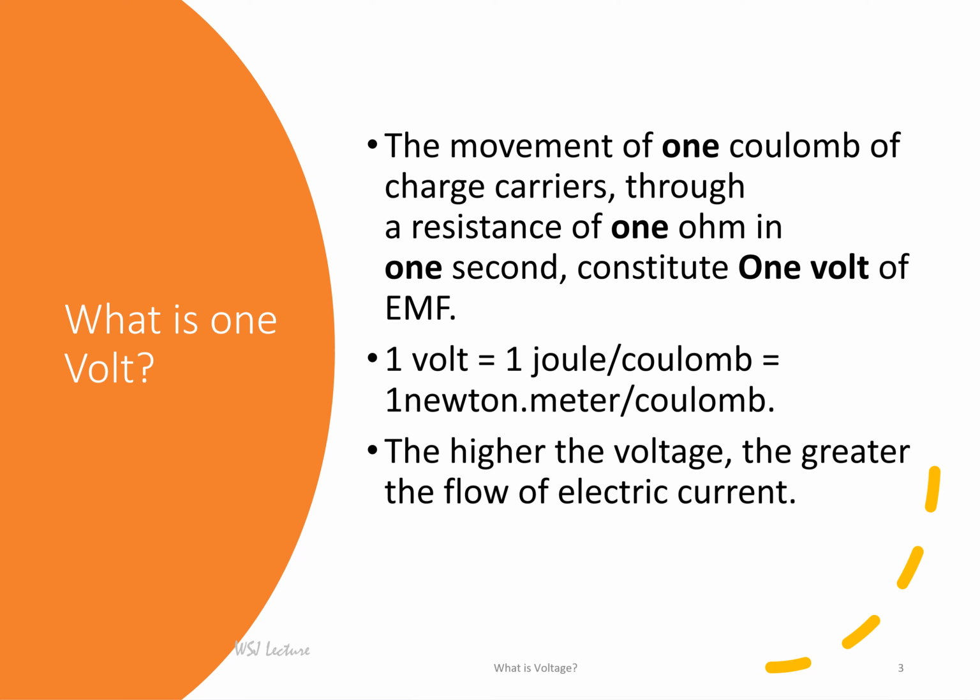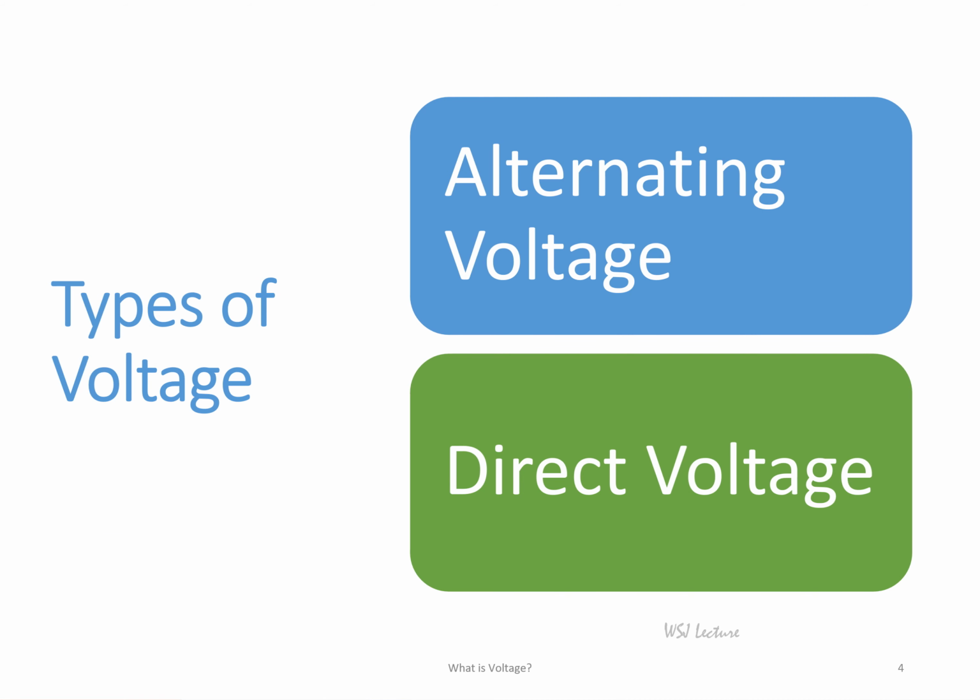The higher the voltage, the greater the flow of electric current. As the voltage increases, the force acting on the charge carriers increases. Hence, the current flow also increases. There are two types of voltages, that is alternating voltage and direct voltage.